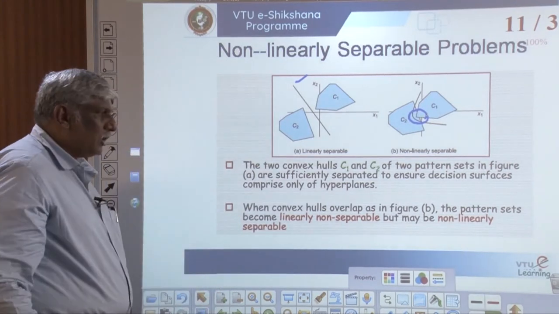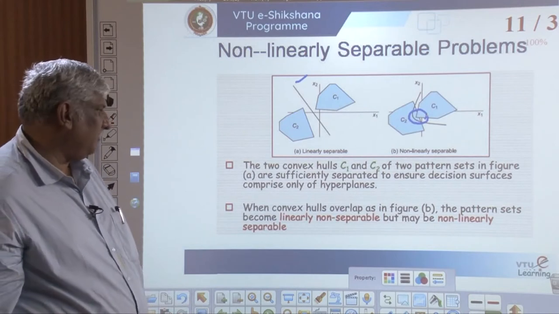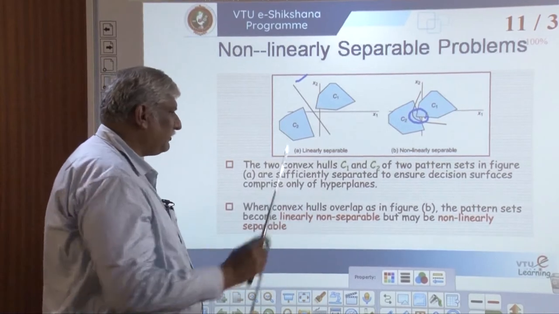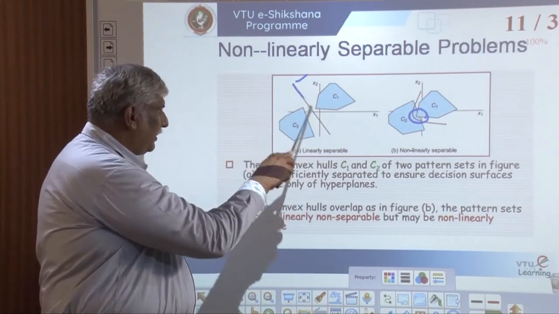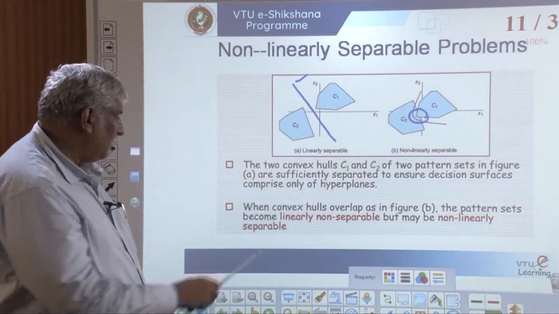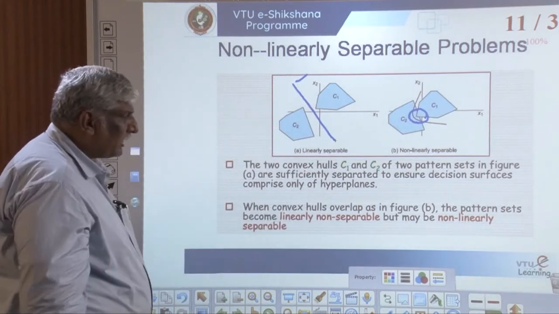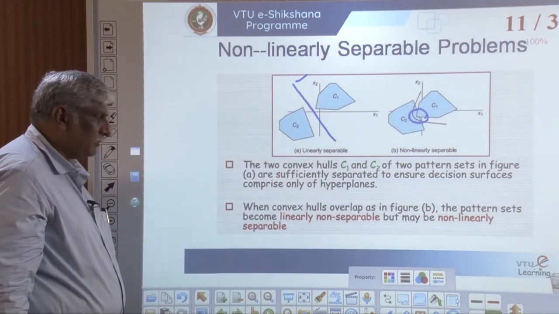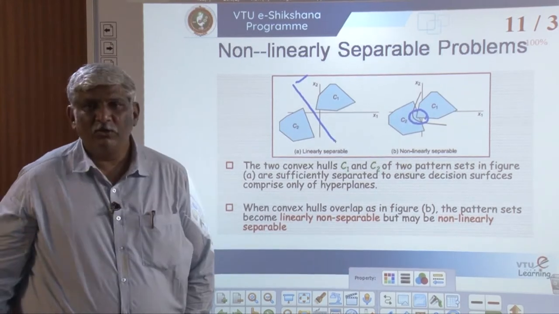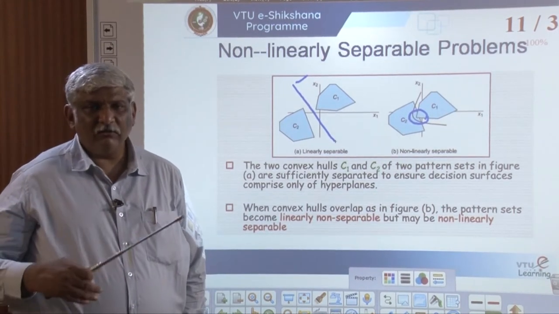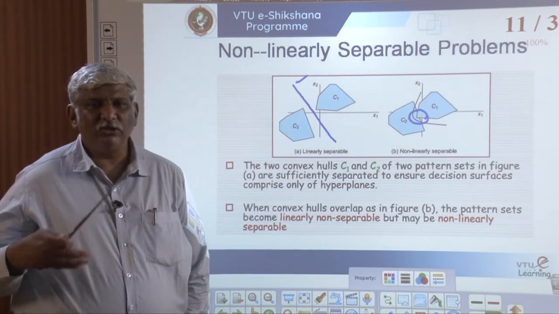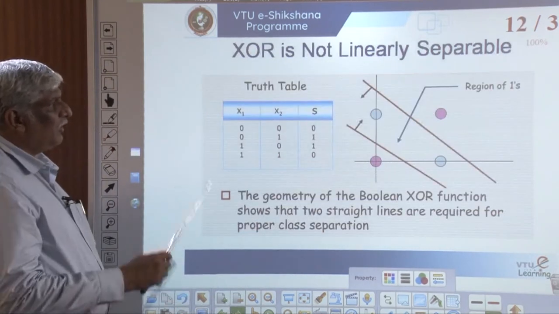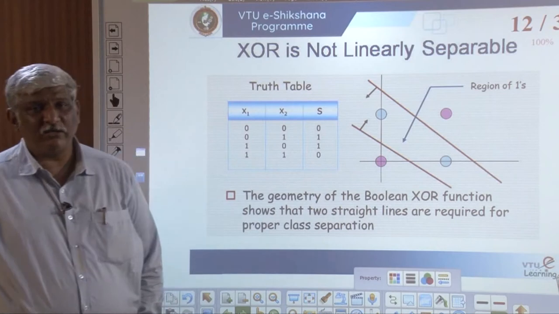Here we can see the two convex hulls C1 and C2 of two pattern sets in figure A are sufficiently separated to ensure decision surfaces comprise only of hyperplanes. So, I have just drawn a hyperplane and I can easily separate it. On the other hand, when convex hulls overlap as in figure B, on the right hand side, the pattern sets become linearly non-separable, but may be non-linearly separable. So, when the system becomes non-linear, we can have non-linear cases using which I can separate these two things. We will think of all these things in the future slides. We will see one such example for the non-linearly separable case.